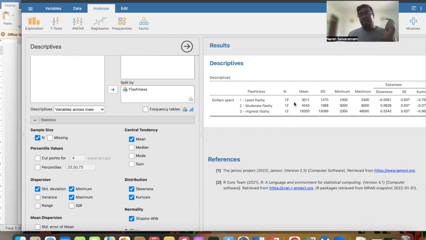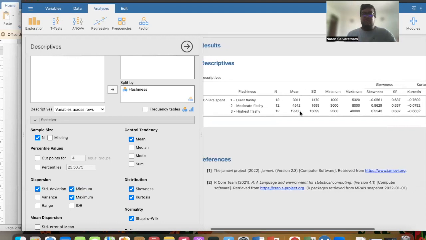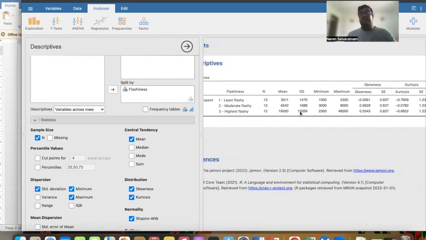For example, ANOVA will tell whether these differences are statistically significant or not. But I need to check whether the differences between the least flashy and the moderate, the moderate and the highest, and the least and the highest are statistically significant as well. But we'll get there. I have more things to do in this dataset. Here you have some standard deviation information as well, and the minimum and the maximum. It seems the minimum is highest in the moderate group. The maximum is highest in the highest flashy group, at 48,000.